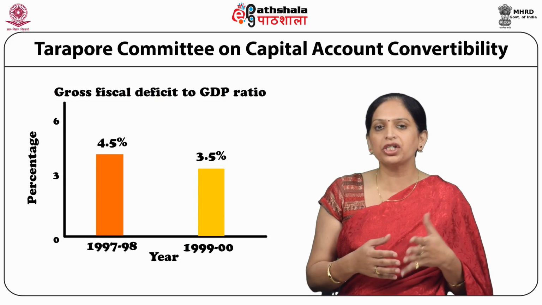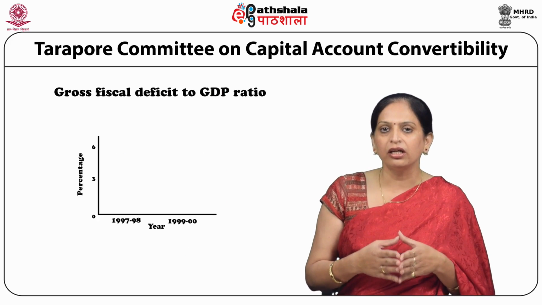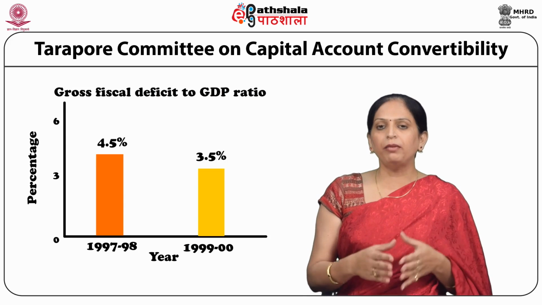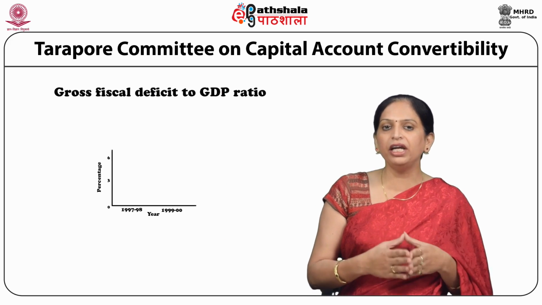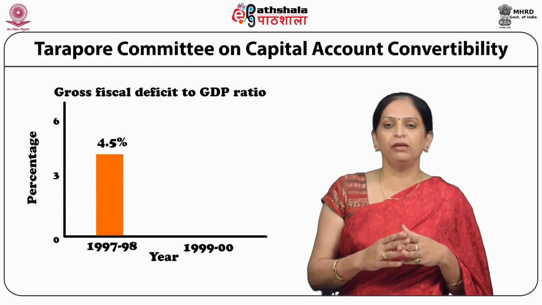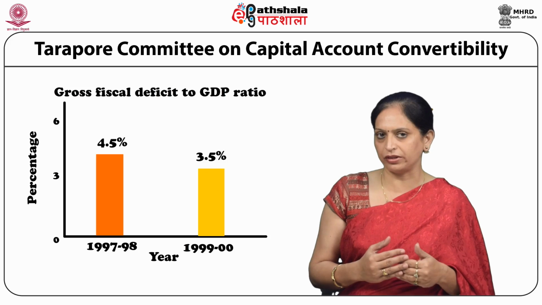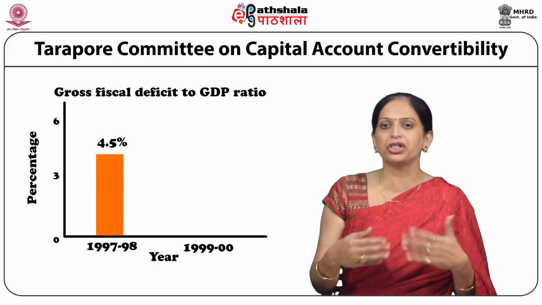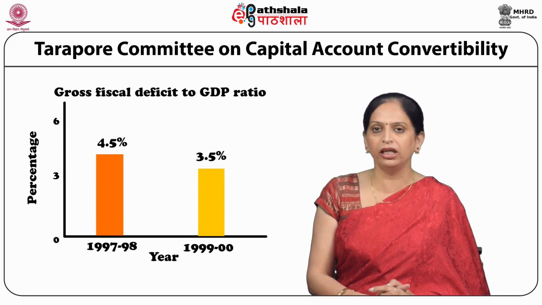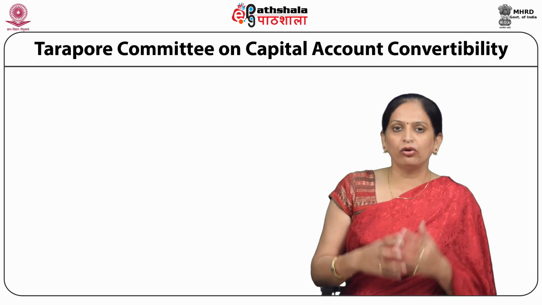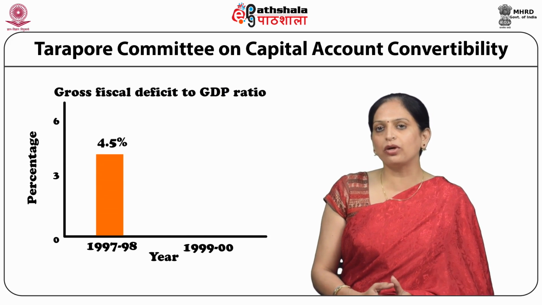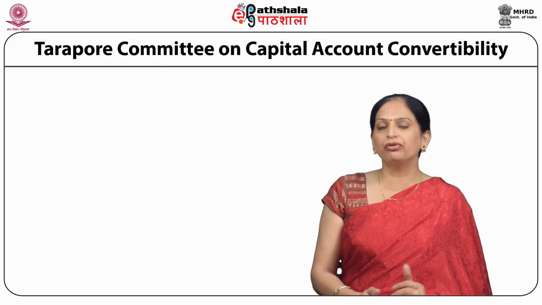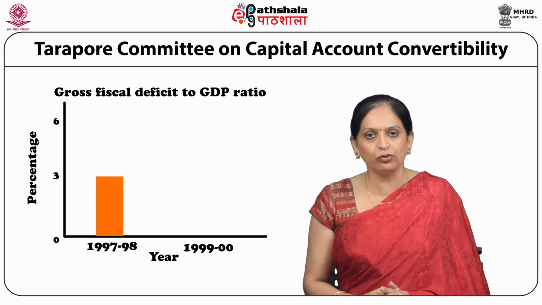The three crucial preconditions were fiscal consolidation, a mandated inflation target, and strengthening of the financial system. The five-member committee recommended a 3-year time frame for complete convertibility by the year 1999-2000. The highlights of the report, including the preconditions to be achieved for the full float of money: first, the gross fiscal deficit to GDP ratio has to come down from the budgeted 4.5% in 97-98 to 3.5% in the year 1999-2000.